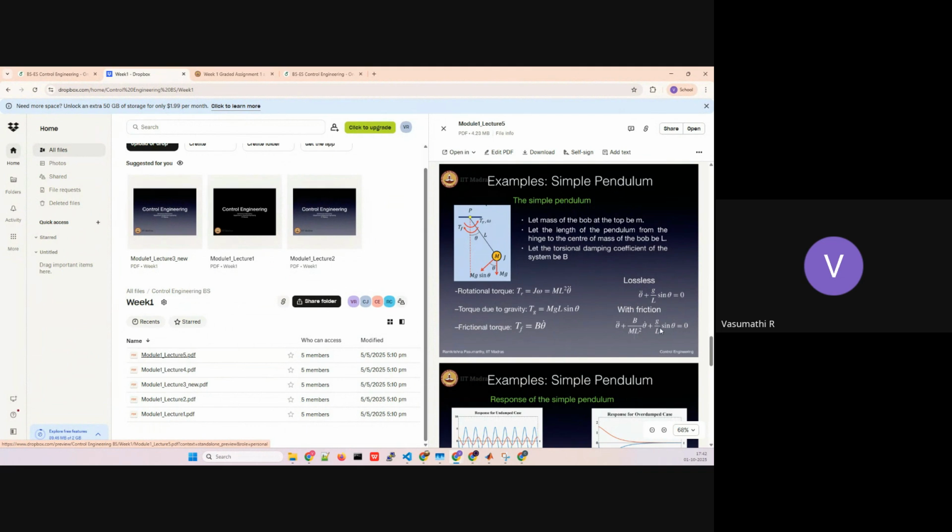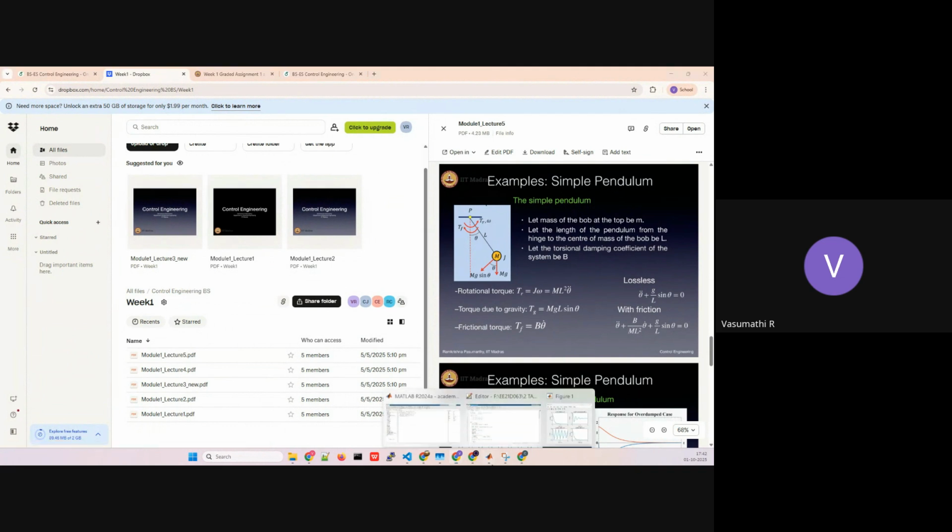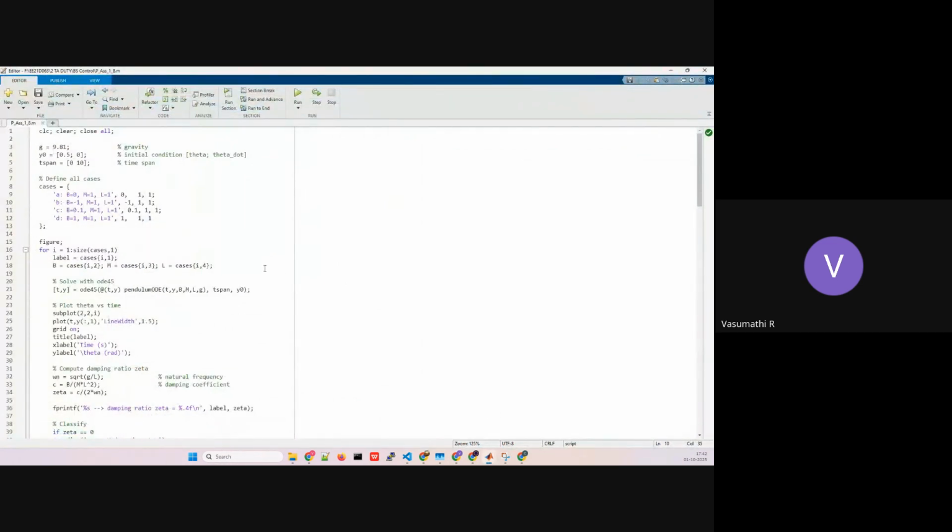B, ml square plus this theta double dot angular acceleration, angular velocity, and angular position, where g is the gravity, L is the length of the pendulum, and B is the friction part. M is the mass of the pendulum. Right. So when I designed this in MATLAB, I guess you can see the screen.